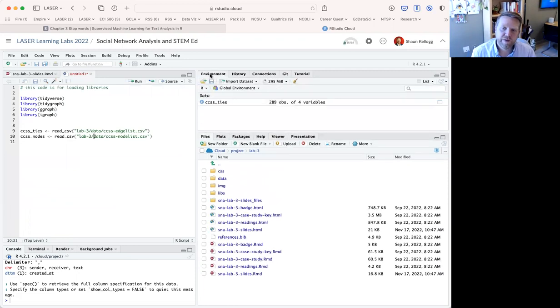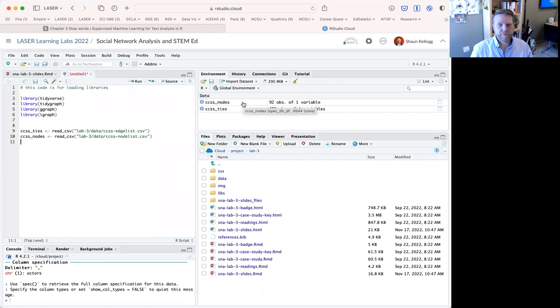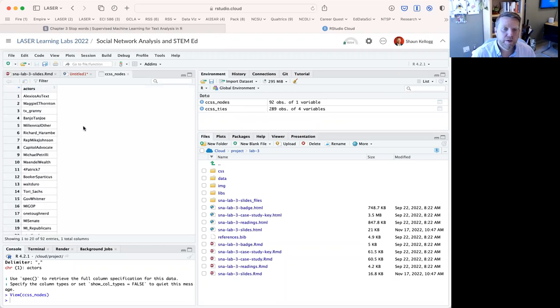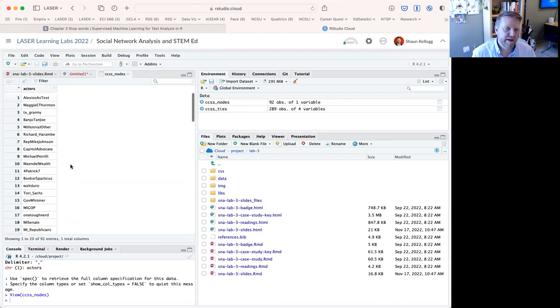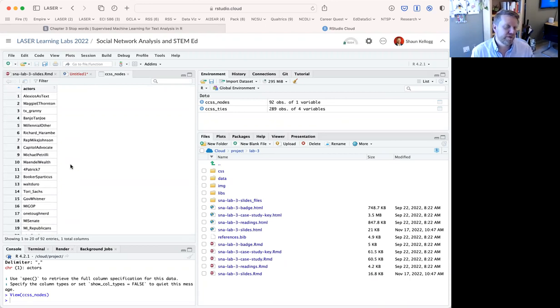So now if I look in my environment, you'll know you did this correctly and it worked, because now we're going to see two data frames in here. Our nodes data frame, and I'm going to open that up. These are all the users in this small Twitter network. I only pulled a small set of tweets for this. But even in the small network, you can see we have 92 users. And I think it's only for like 2 weeks worth of tweets.